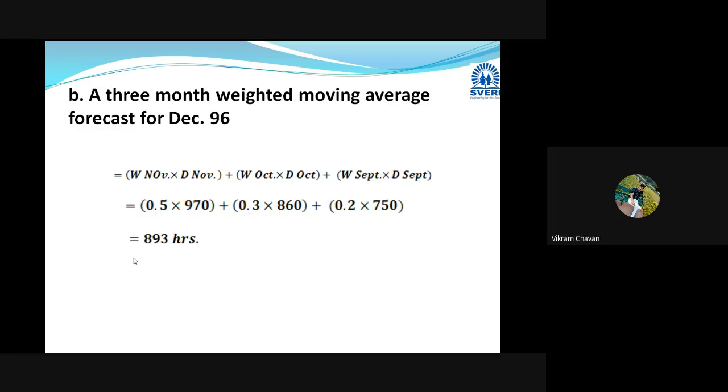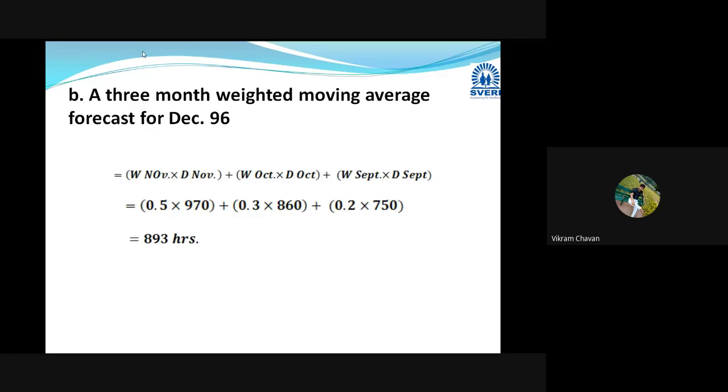Then in the B part, we have to find out the weighted moving average. In that case, the weights are provided: for the latest month, the weight is 0.5, then the second month weight is 0.3, and the third month weight is 0.2.